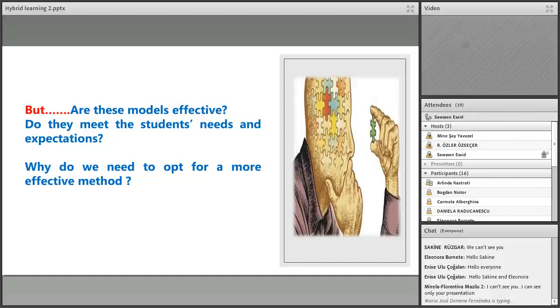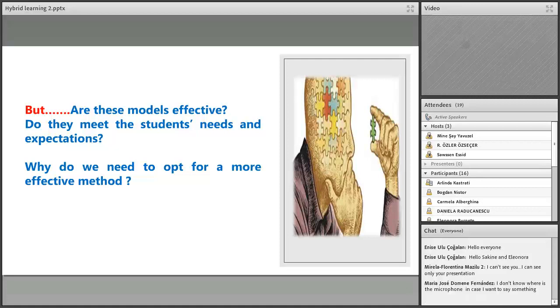Do they meet the students' needs and expectations? Maybe also the parents' or guardians' expectations as well. Why do we need to opt for a more effective method? This is where we are really trying to ask the question and find the effective and efficient answer to all our inquiries related to the best method and model of teaching nowadays in this delicate and serious situation.